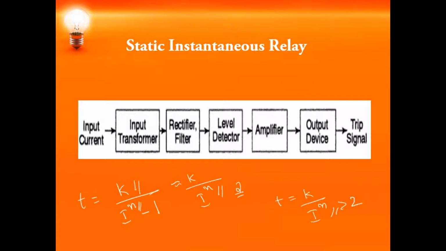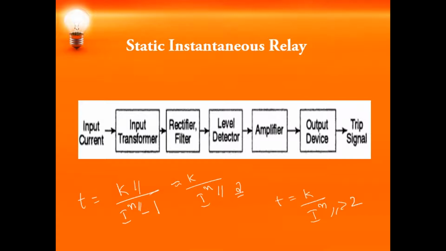So you have different overcurrent relays. The static relays are available as instantaneous relay, definite time relay, inverse time relay, and a directional overcurrent relay. So first we'll see the instantaneous relay.